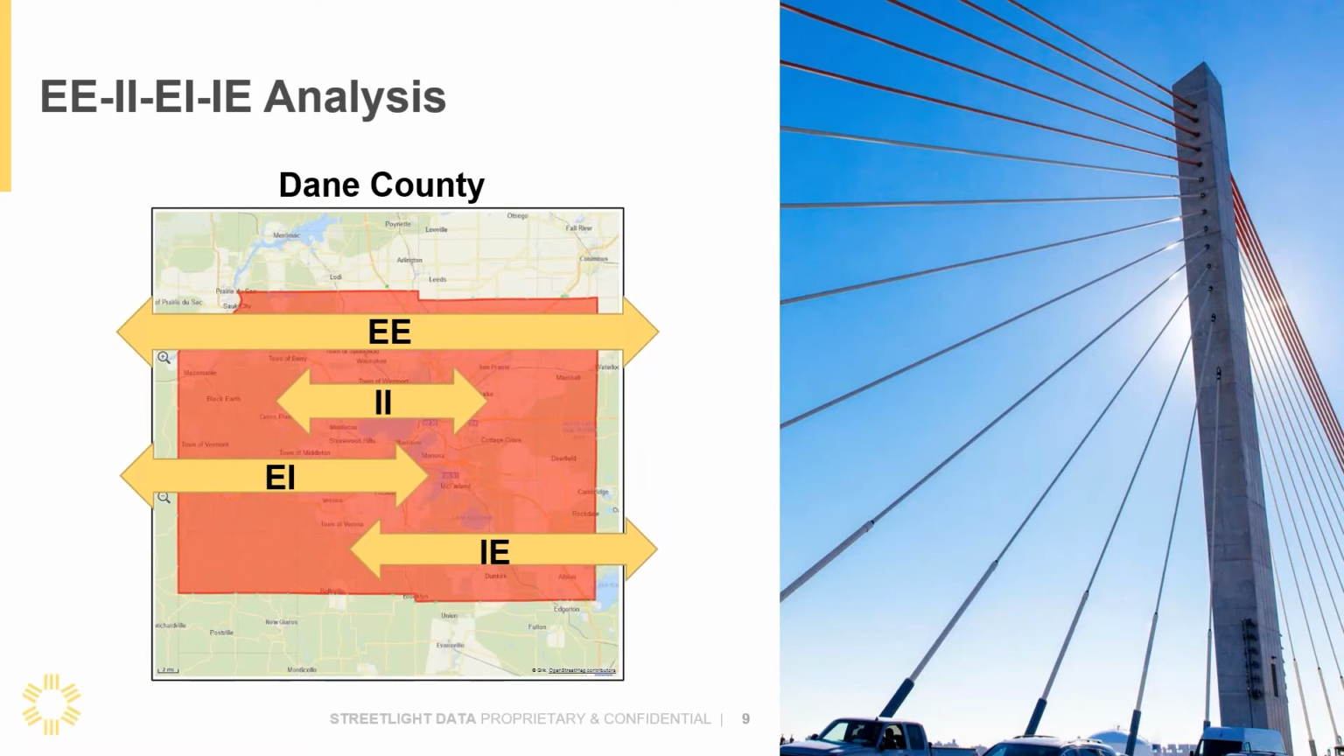So one of the ways in which we've used StreetLight data was to perform an external-internal, EI and IE analysis in order to see the percentage of vehicles that just simply travel through Dane County without ever stopping in Dane County. Those are EE trips. Trips that start in Dane County and end in Dane County, those are II trips. And then EI trips and IE trips, as you can see in the image below.